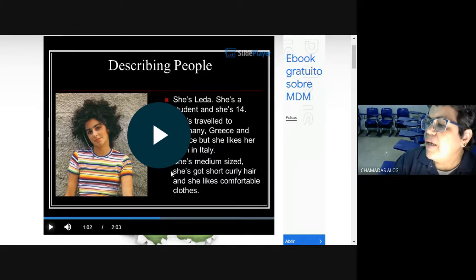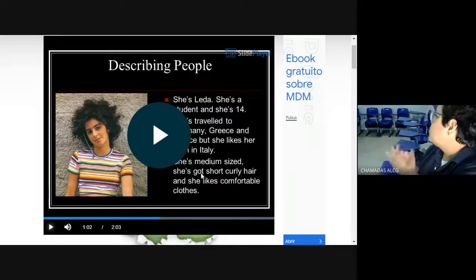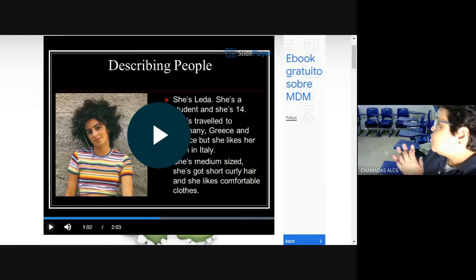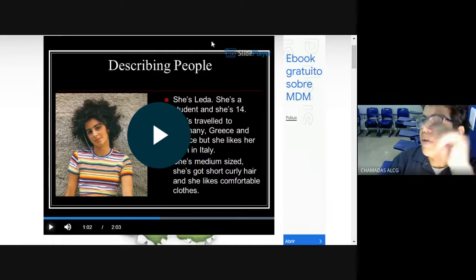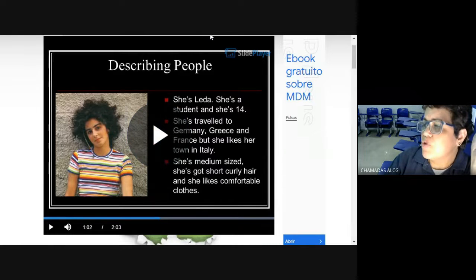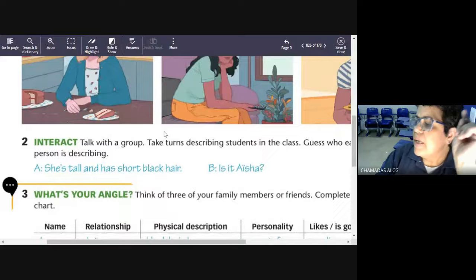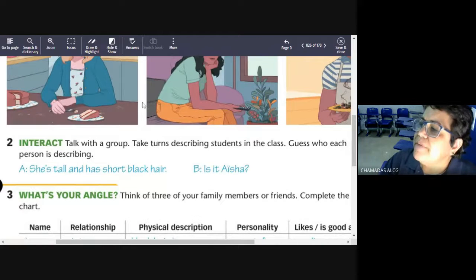Okay? So here, instead of saying she has short, curly hair, they use she's got. This is British. Okay, British English. In the UK, they say she has got instead of she has. Okay, I'm gonna write it down for you. So back to our book. Let me show you here.